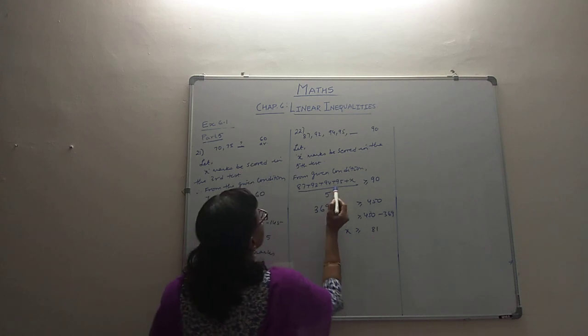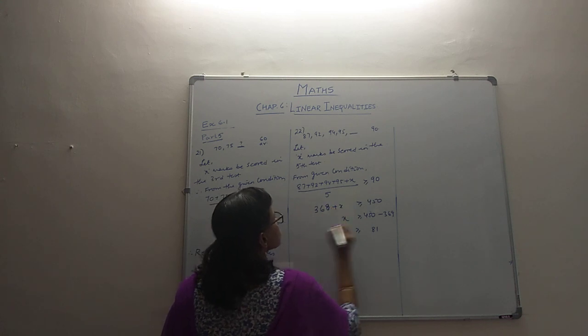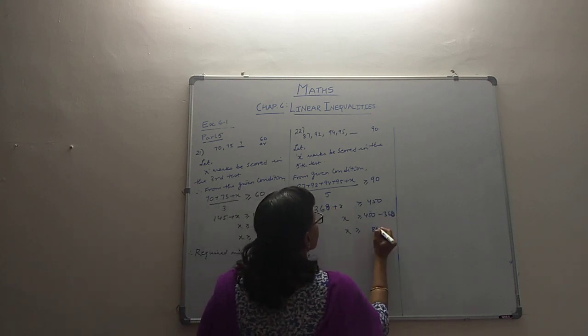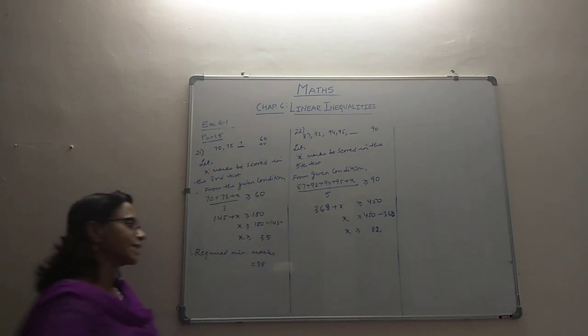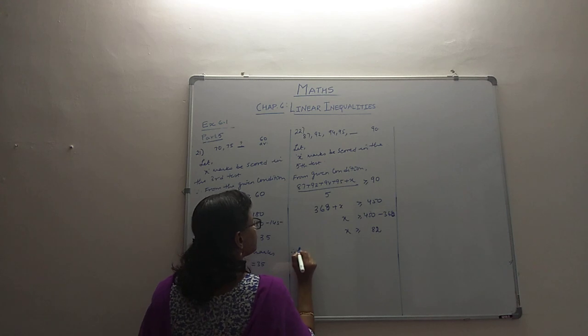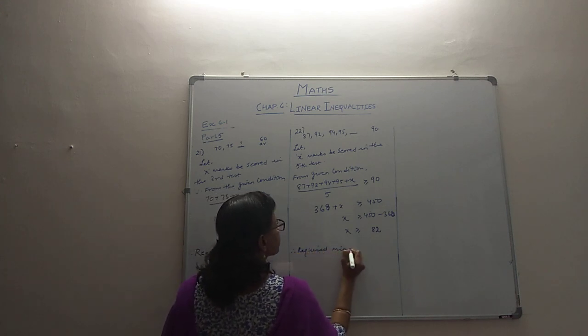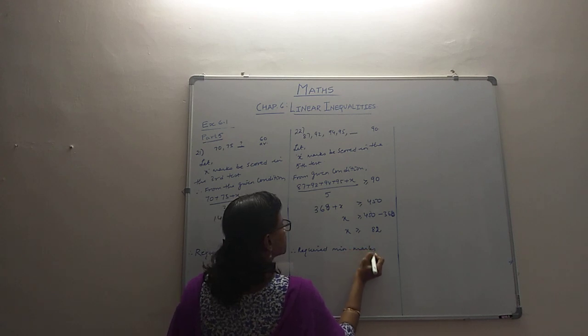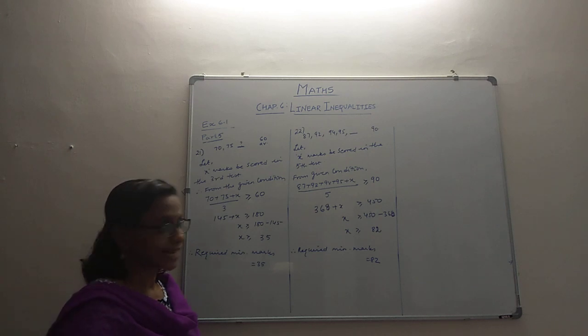Okay, let me check. 5 and 4, 9, 9 into 11, 11 and 7, 18. So 82. Yes, so the required minimum marks is 82. Therefore, it is 82. That's our 22nd problem.